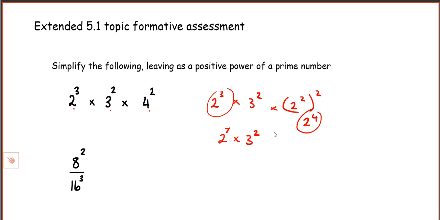No, I'll look at yours afterwards. You decide whether you give yourself a mark or not for it being correct. Okay?